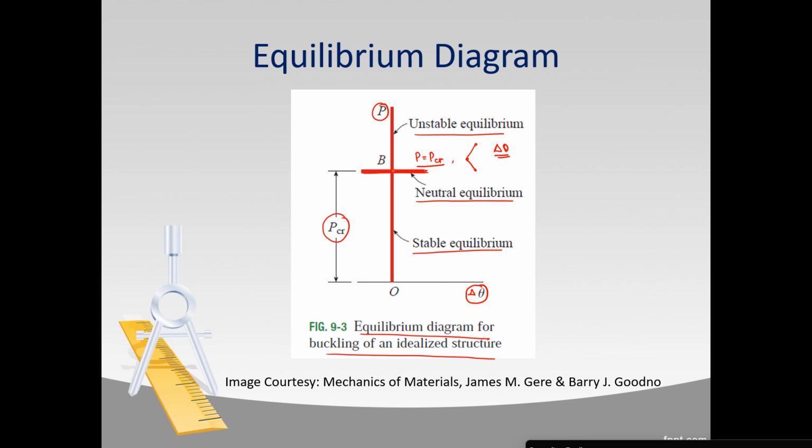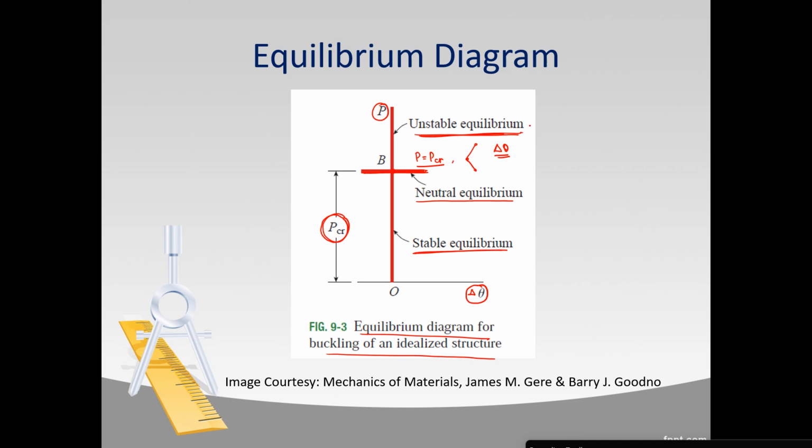So you can say that beyond and above this force PCR, our column or our structure will buckle. The value of PCR, that is the critical load, is a sort of dividing line between the unstable equilibrium and stable equilibrium. As the load is increased beyond the critical load, our structure goes into the state of unstable equilibrium.